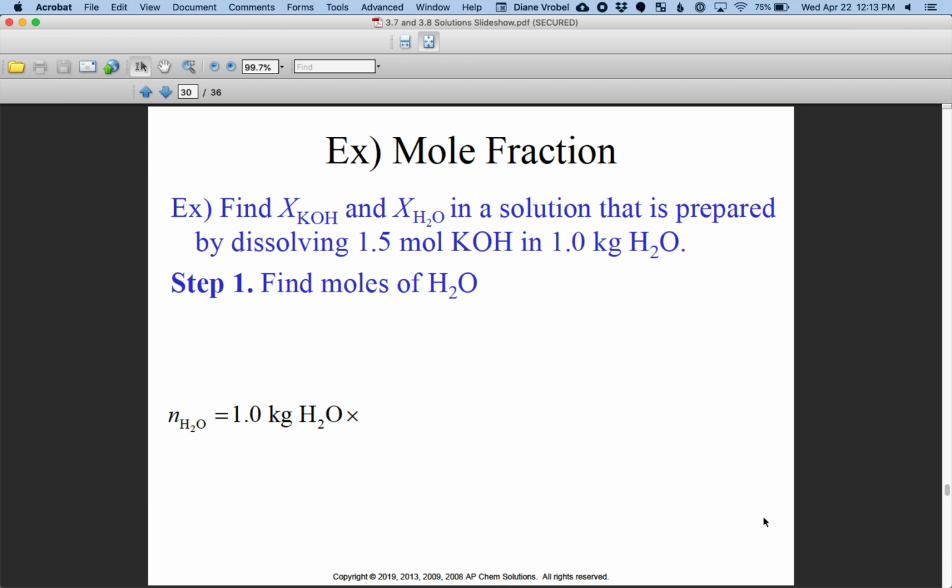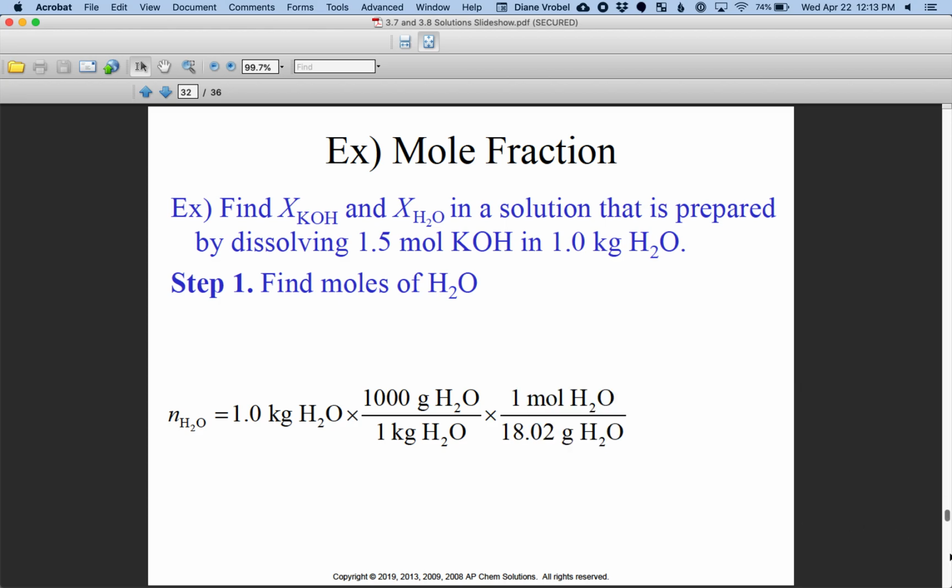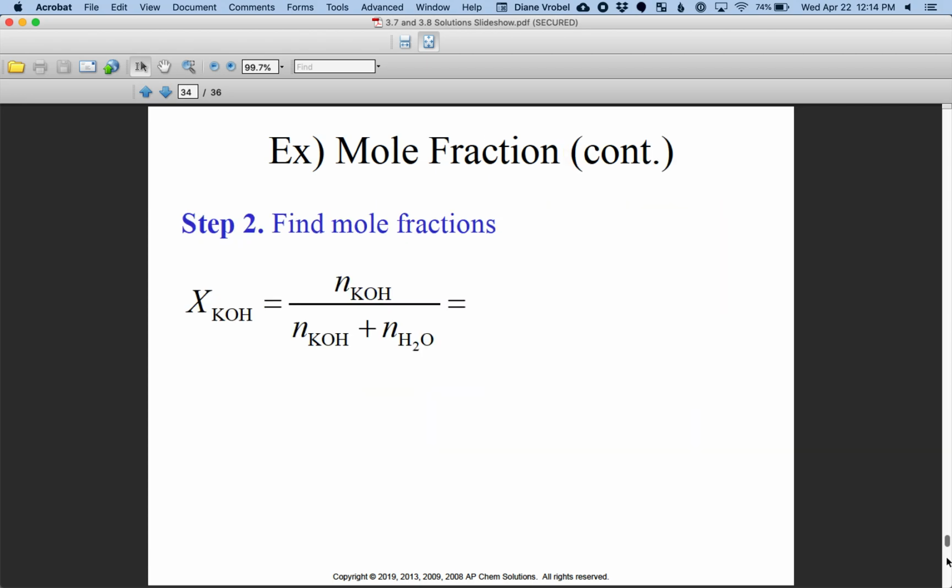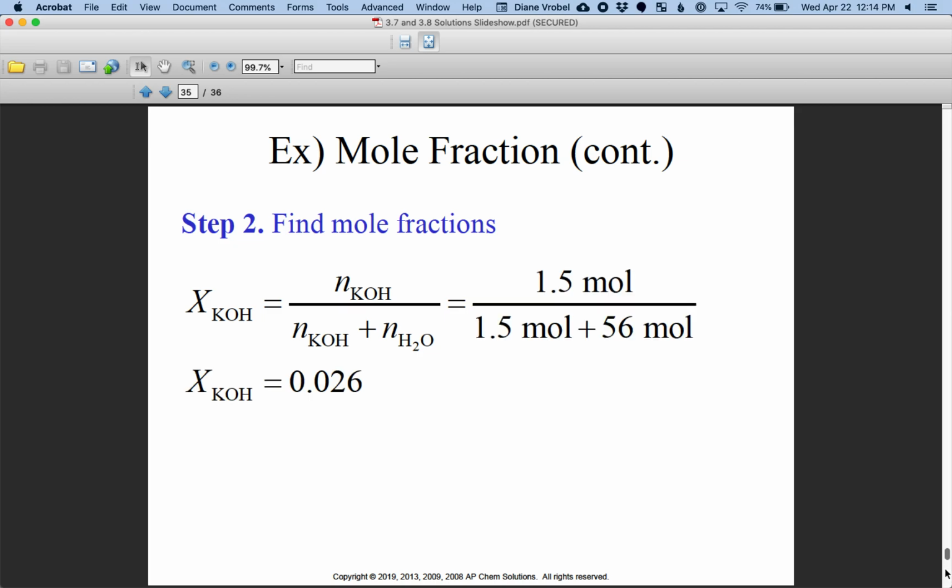Okay, here is mole fraction. I don't use this a whole lot, but this is a skill that AP would like you to have. So notice that you need to find the moles of water, and they're using molecular weight to solve for moles. If you have 1,000 kilograms and you use molecular weight, that's the total number of moles for water. And then you want to figure out the mole fraction.